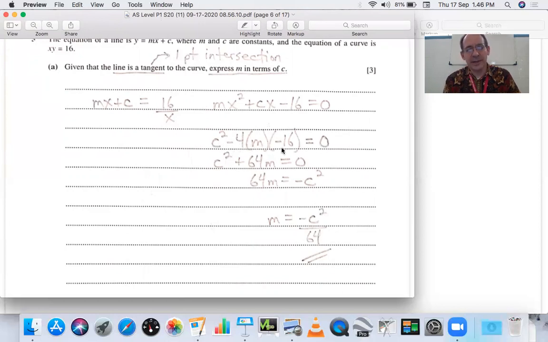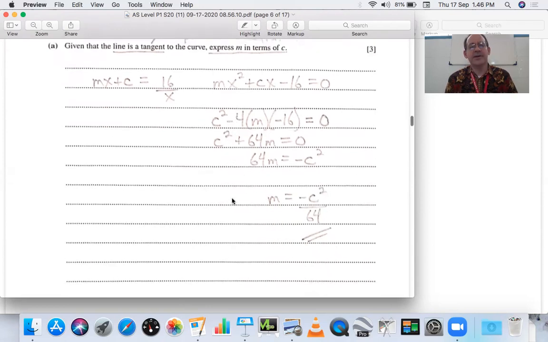So b squared minus 4ac equals 0. Take out your a, b, c. The a is m, the b is c, the c term is negative 16. So here's b squared minus 4ac from this quadratic up here. And then you simply express m in terms of c, meaning you're making m the subject.